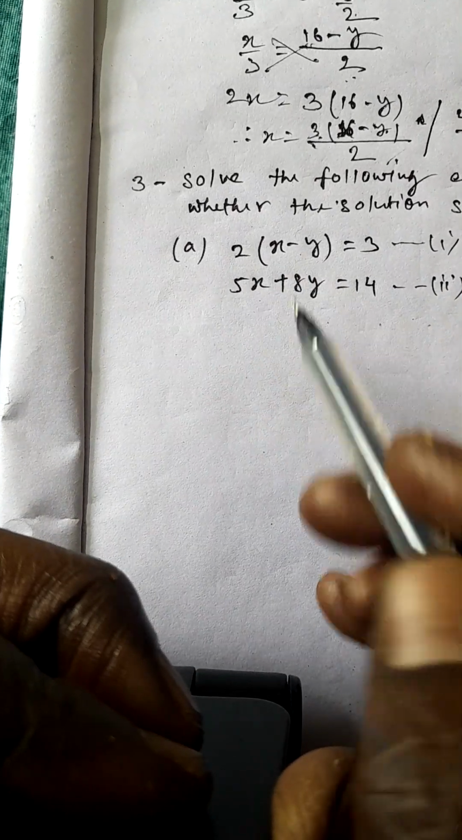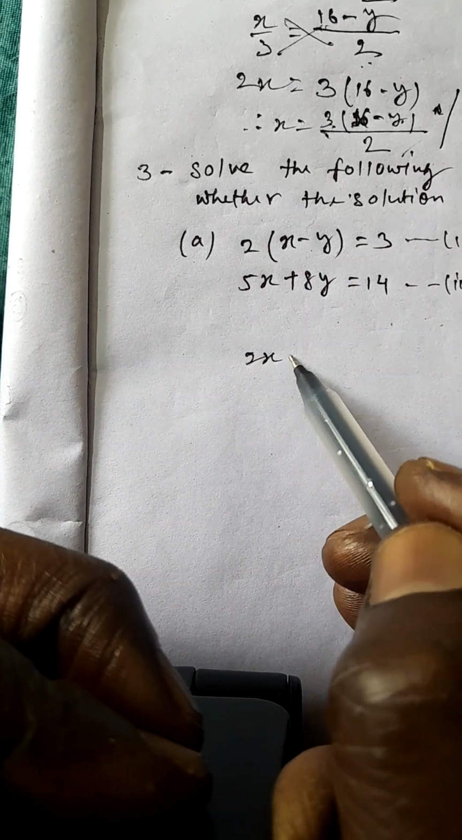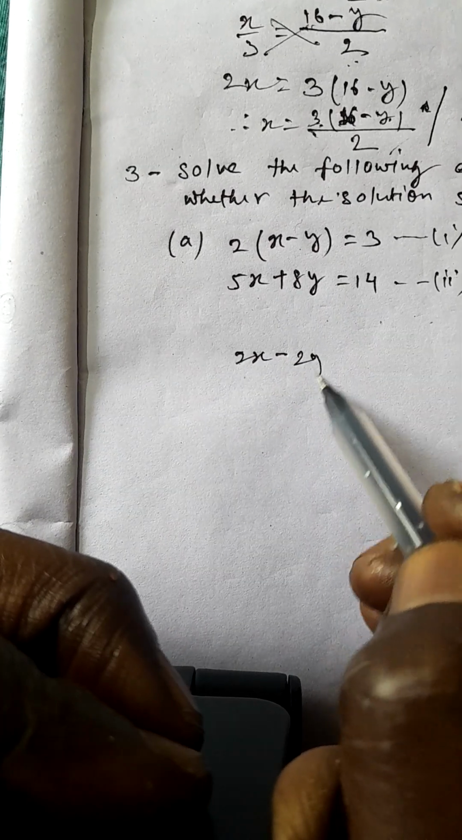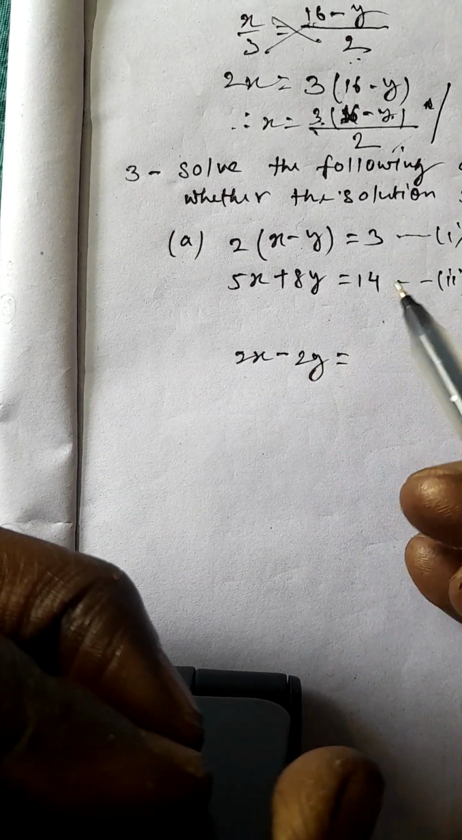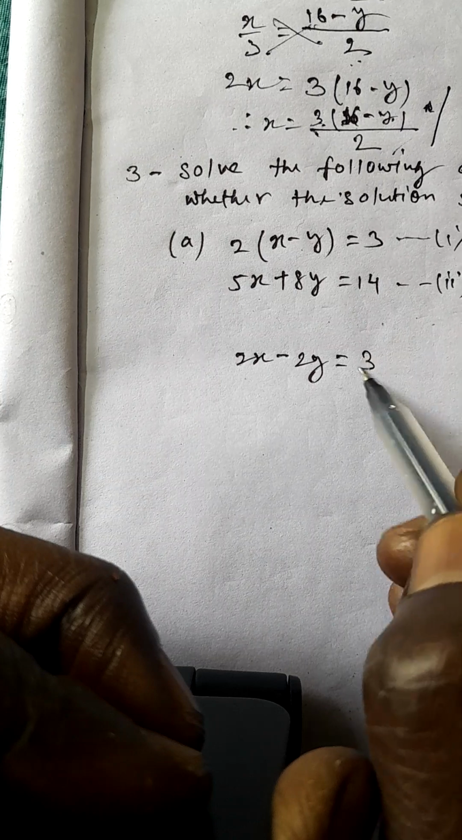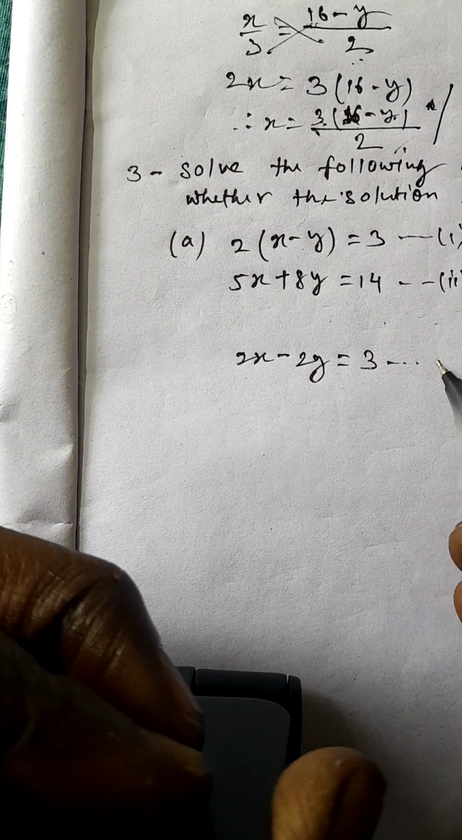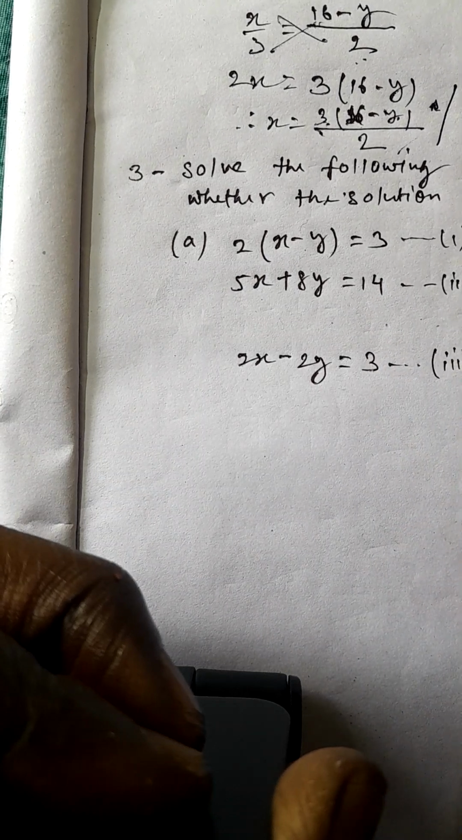If you multiply 2 with x, you will get 2x. Multiply 2 with y, you will get 2y, and now this will be 3. So this is equation number 3.